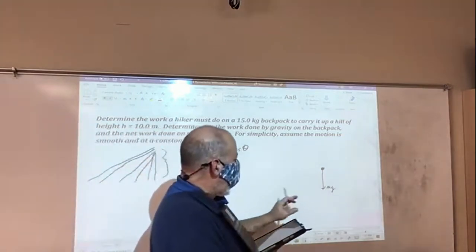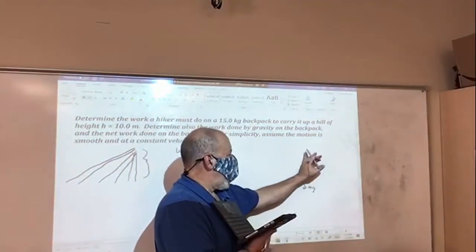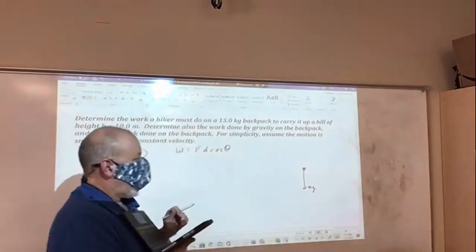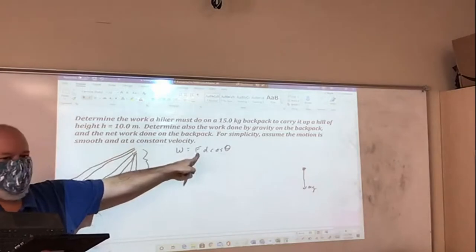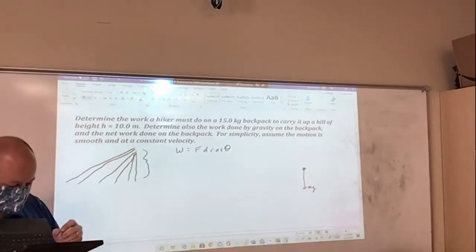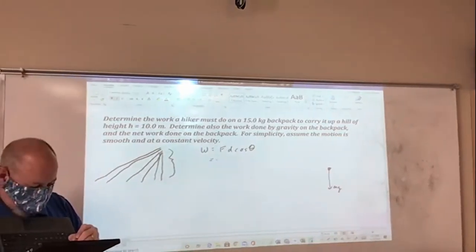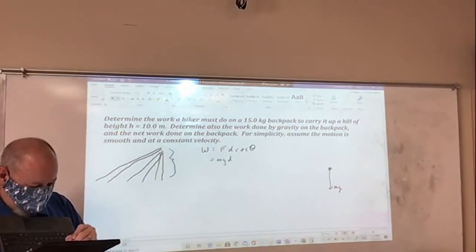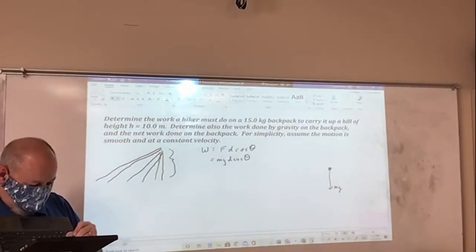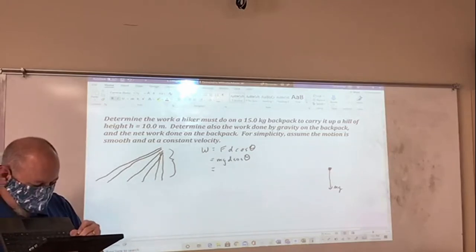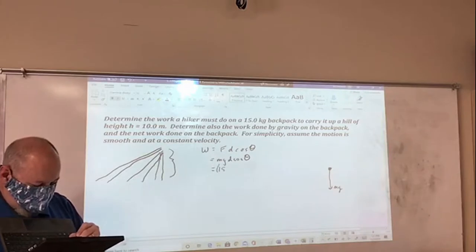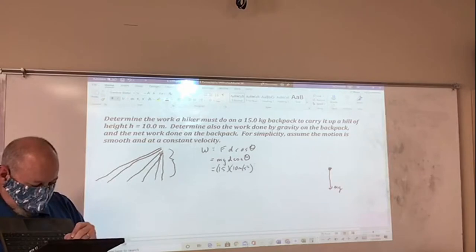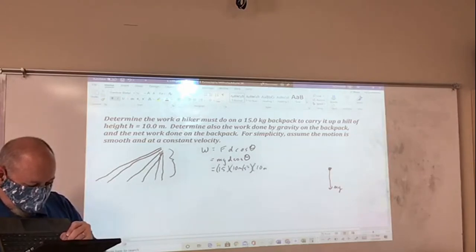Okay? So if I carry it up at a constant velocity, I'm not accelerating, right? So I'm working against the force due to gravity. So mg is also going to be this force. My applied force is going to be mg, times cosine of theta. And if we say 15, and let's use 10 meters per second squared for simplicity's sake here. And I'm going up 10 meters.